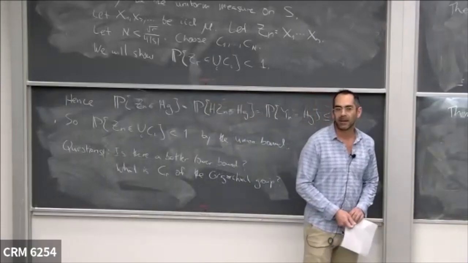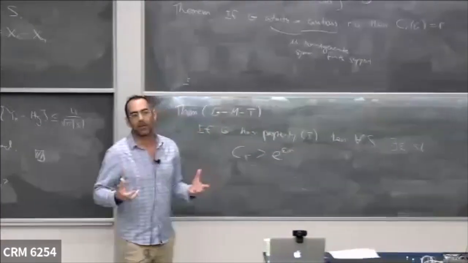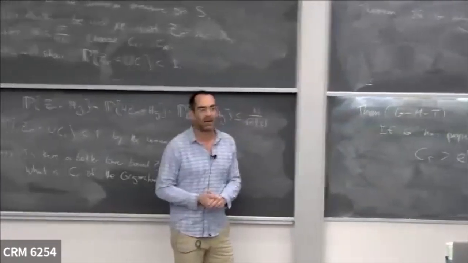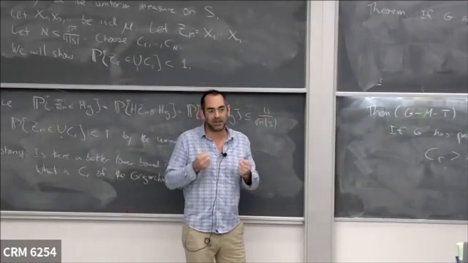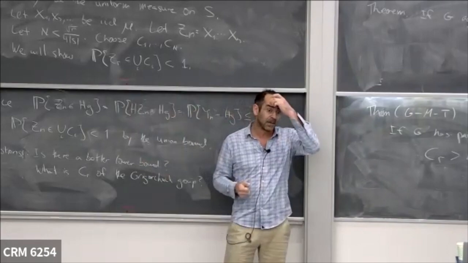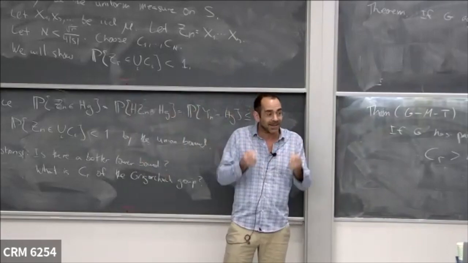You look at the random walk on the Schreier graph, and actually the probabilities there decay exponentially quickly. So you do the same probabilistic argument, but now property T tells you the probability of being in any particular place decays exponentially quickly.